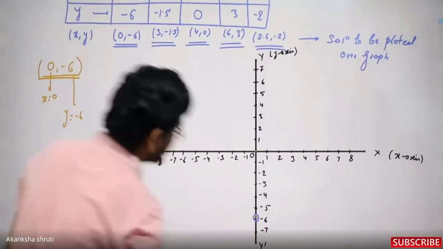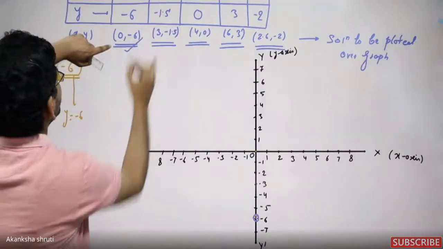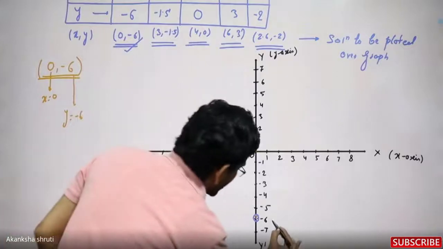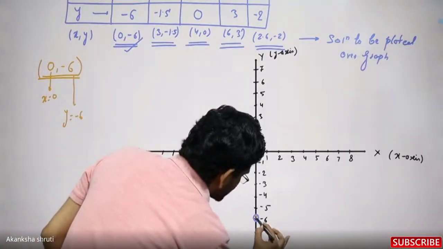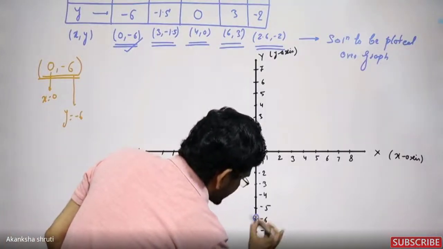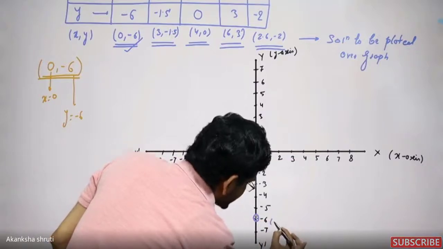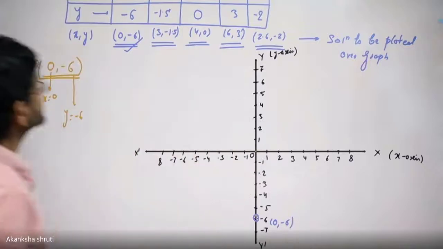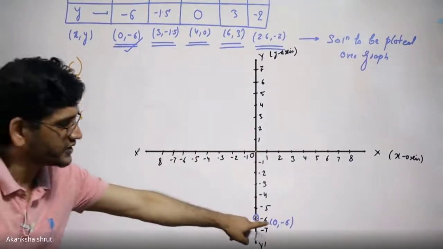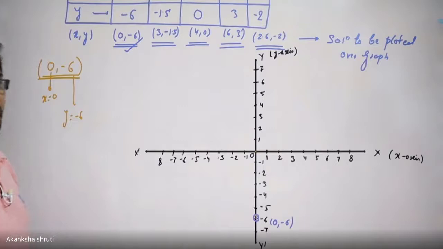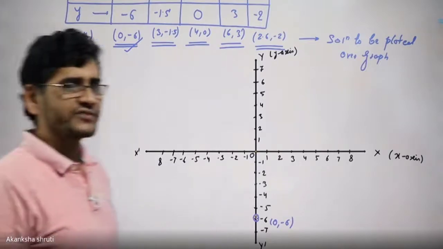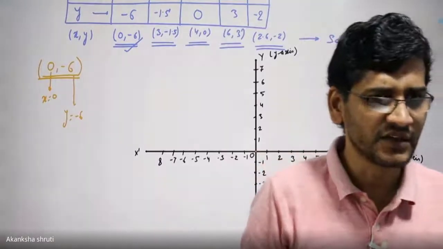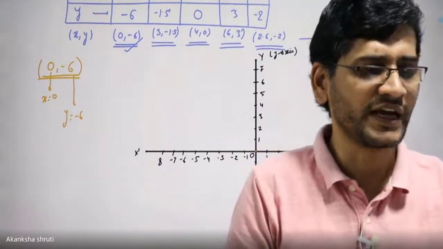This is the point corresponding to the first one, x is 0 and y is -6. So mark it with a dot, then circle it, and write down the coordinate here, 0, -6. This way one of the solutions, or one of the points, is plotted. The same exercise we have to do for the remaining points. Students, so let us go for plotting all of them.